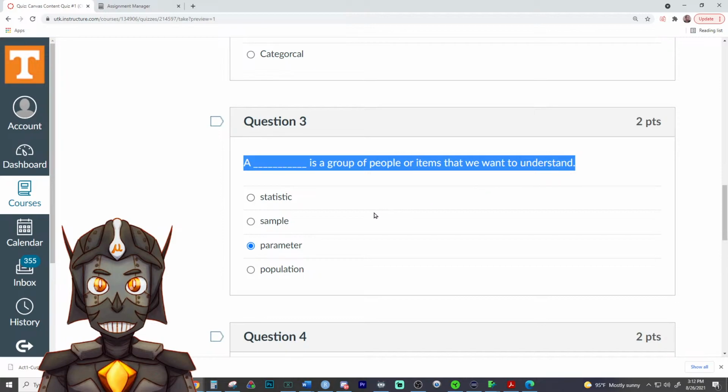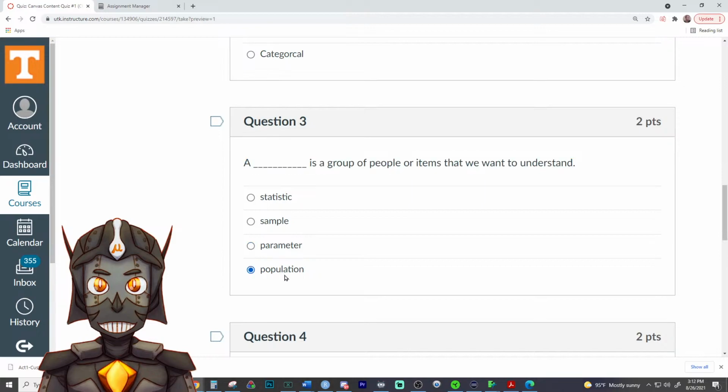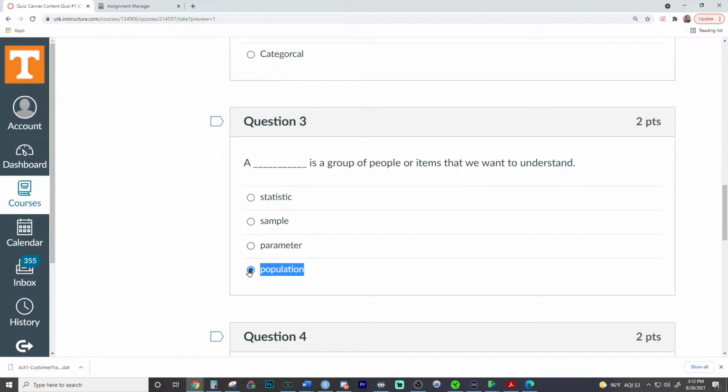That would be the population. What I want to understand about them is the parameter, which is estimated by a statistic. The way I understand a population is by taking a sample. This is the amount you take, and then this is the information you collect, and this is the information you want to understand for all of them. Mubot, out. Thank you, Mubot.